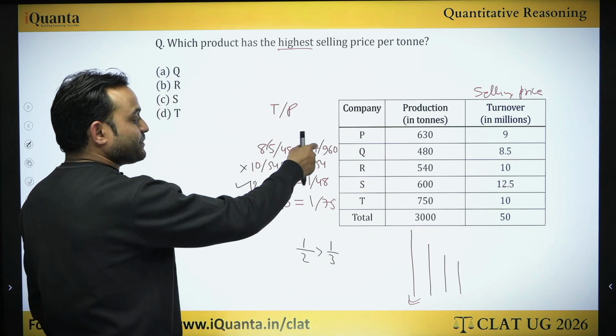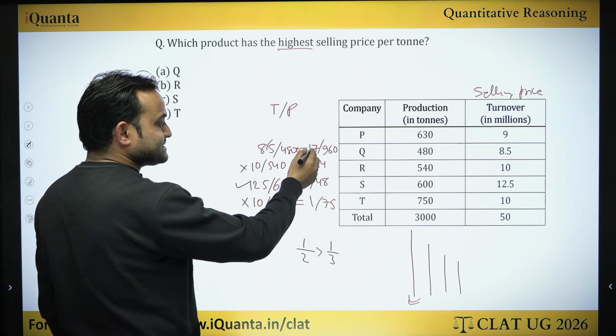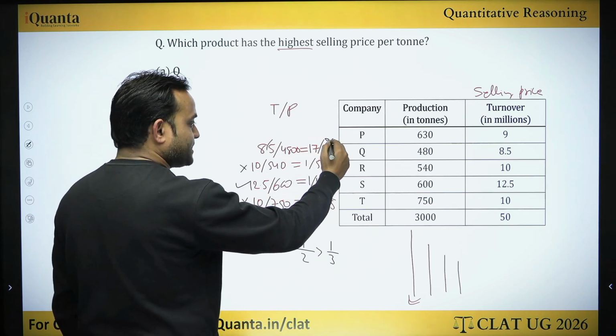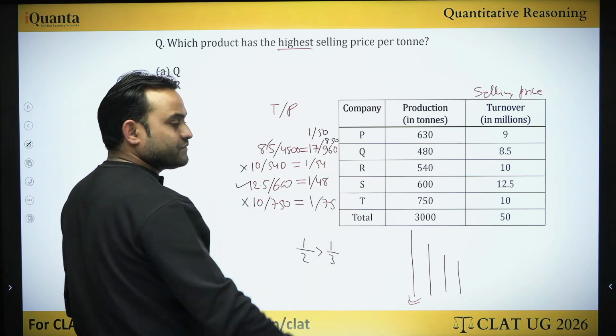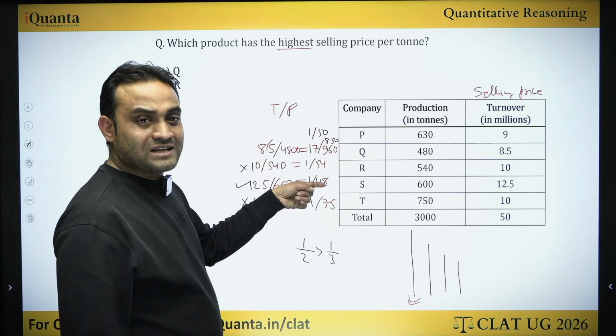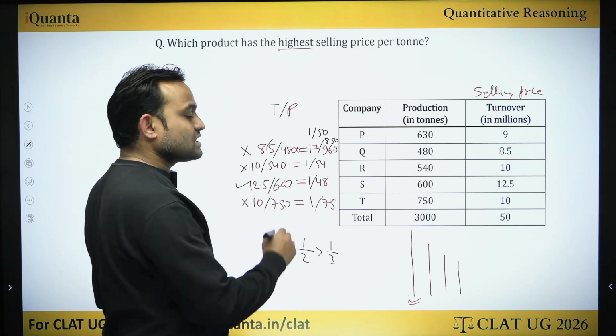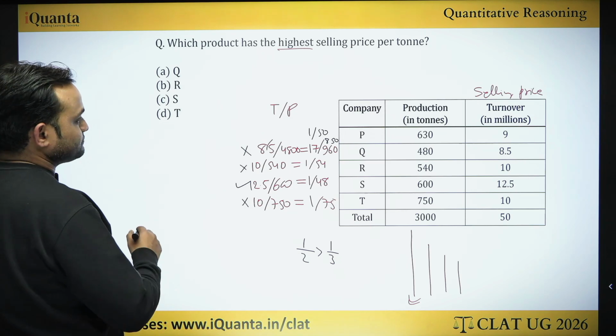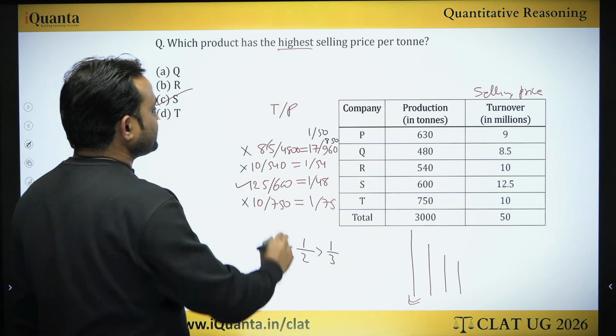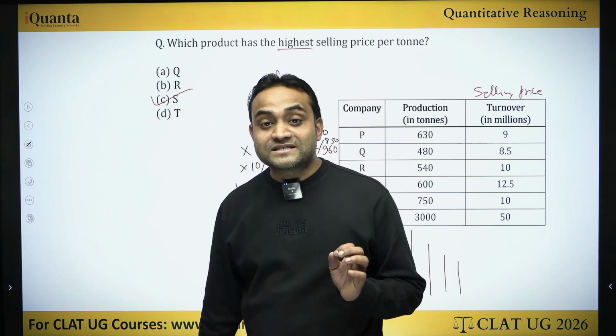Now, let's compare this one. What we need to find, see, if it was 850, so 17 upon 850 would have been 1 by 50. So this value is smaller than this one. So we can also discard this one. So our answer is option C, which is S. देखो कितनी जल्दी हो गया ये.